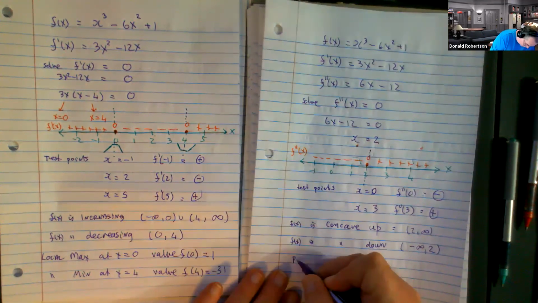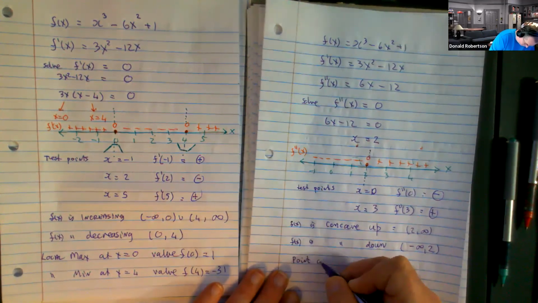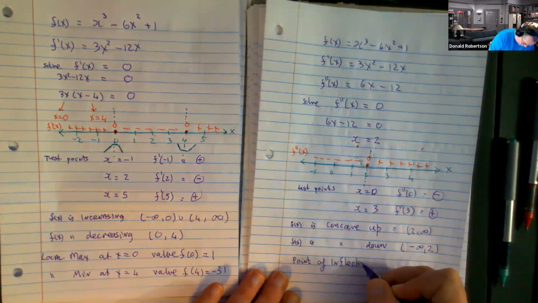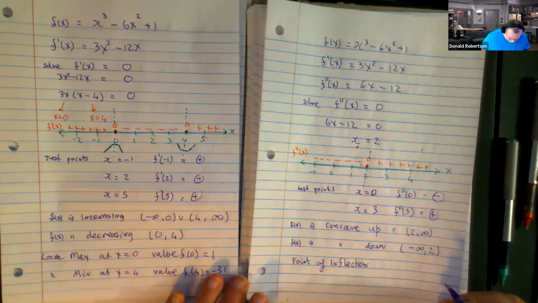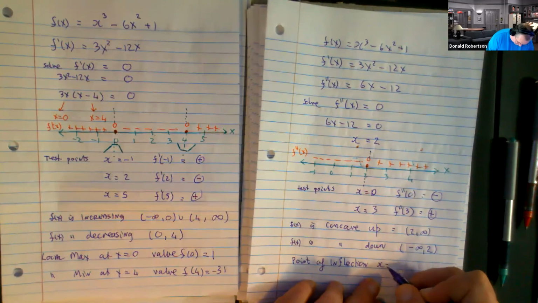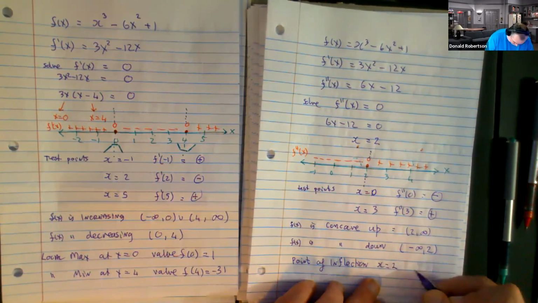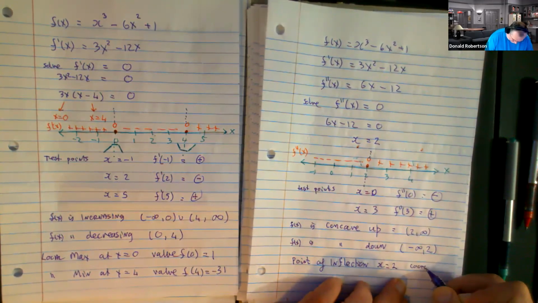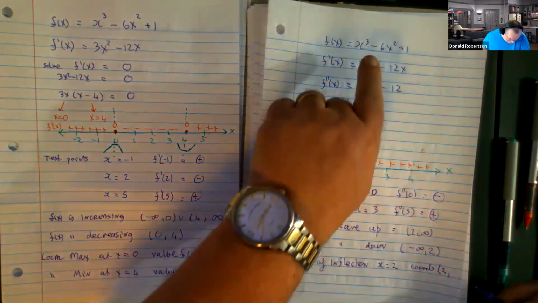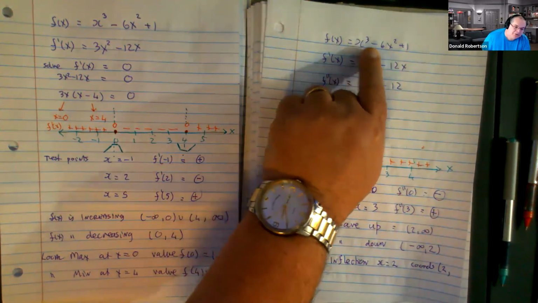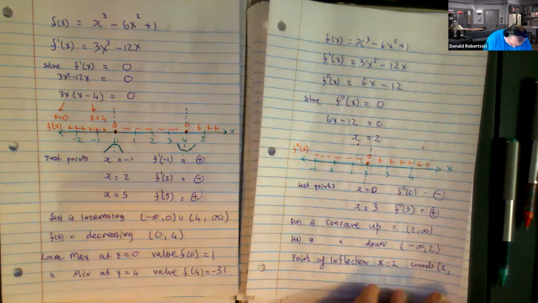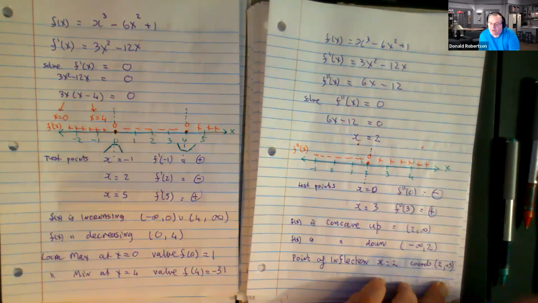And there's a guy called the point of inflection. And that's the value where the changeover happens. In this case, the point of inflection is at 2, but most of the time they ask you for its coordinates. So its coordinates are 2, 2, 4, 8, 9. 9 take away 24 is negative 15, I believe. And there's your point of inflection.